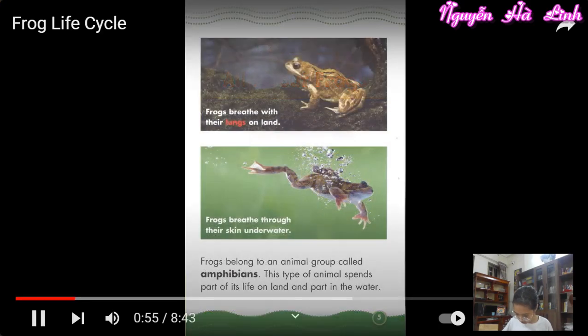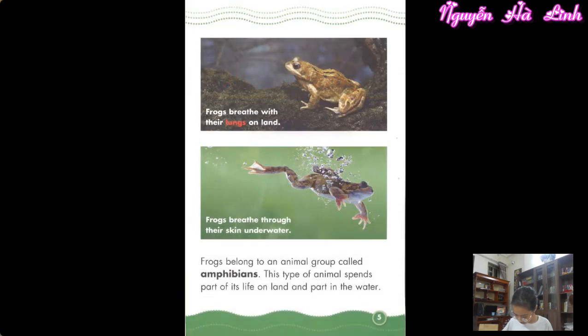Frogs breathe with their lungs on land. Frogs breathe through their skin underwater. Frogs belong to an animal group called amphibians. This type of animal spends part of its life on land and part in the water.